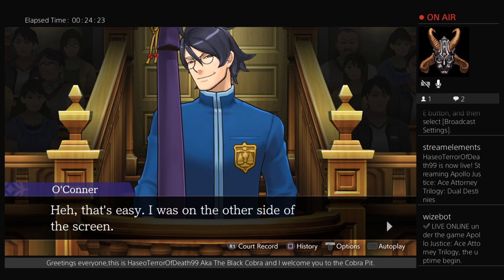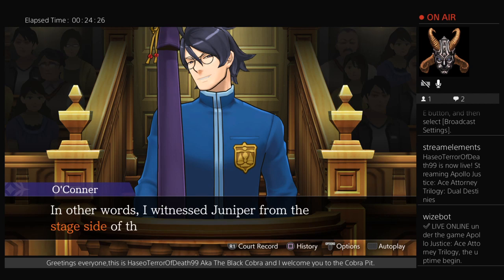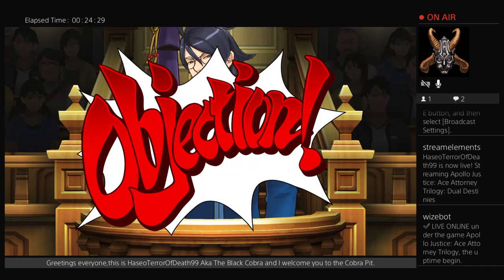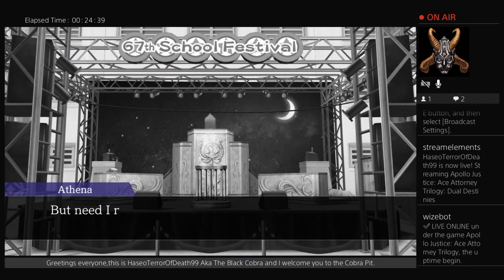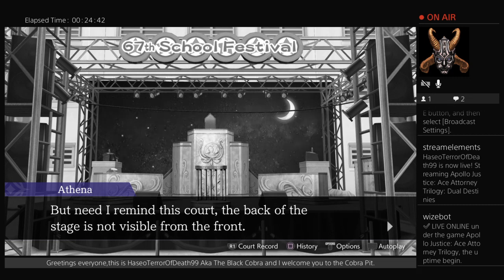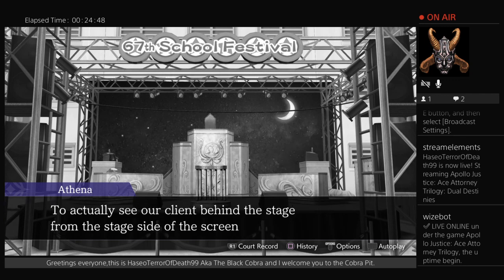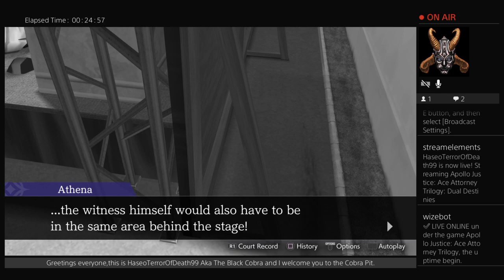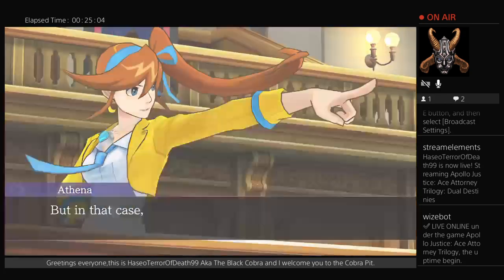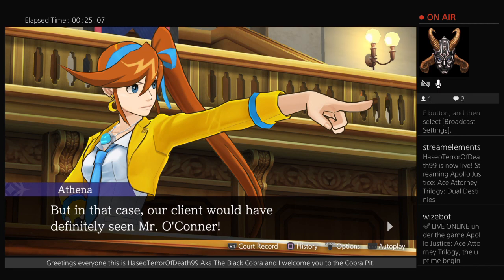It was on the other side of the screen. In other words, I witnessed Juniper from the stage side of the screen. Objection! Objection, Your Honor! You are testifying that our client was behind the stage? But need I remind this court, the back of the stage is not visible from the front. To actually see our client behind the stage from the stage side of the screen, the witness himself would have had to have been in the same area behind the stage. But in that case, our client would have definitely seen Mr. O'Connor.